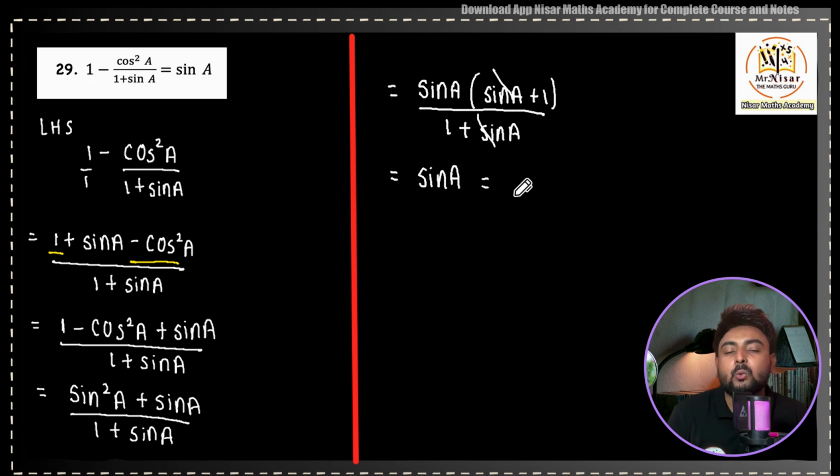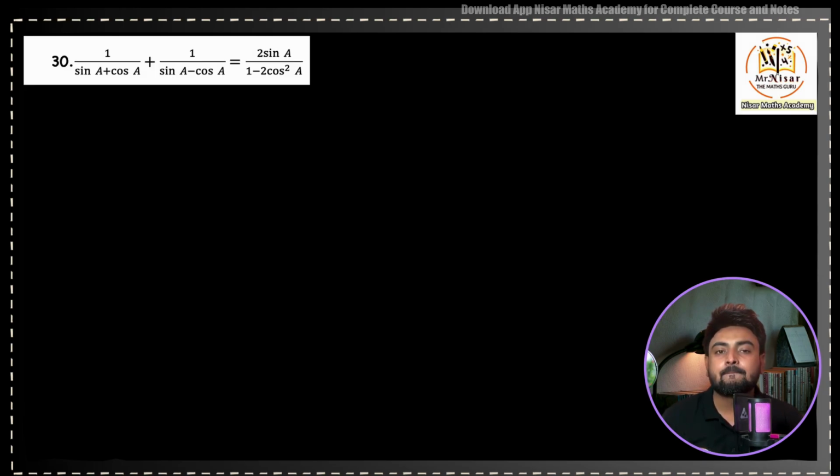This is equal to RHS. So simply what we did here, we did cross multiplication. Let's go ahead for the next question.